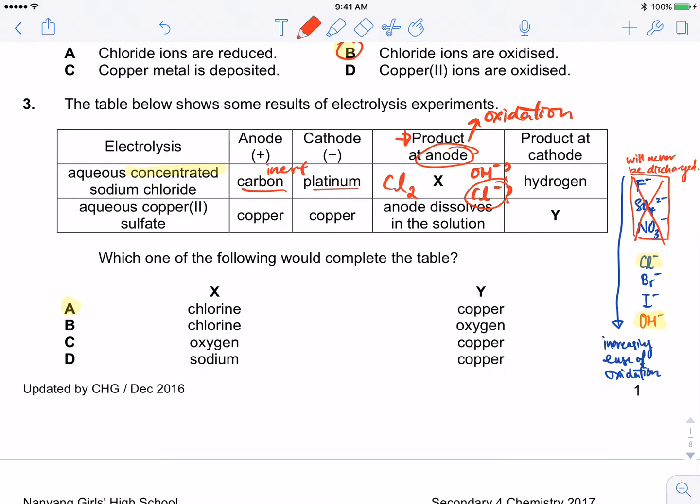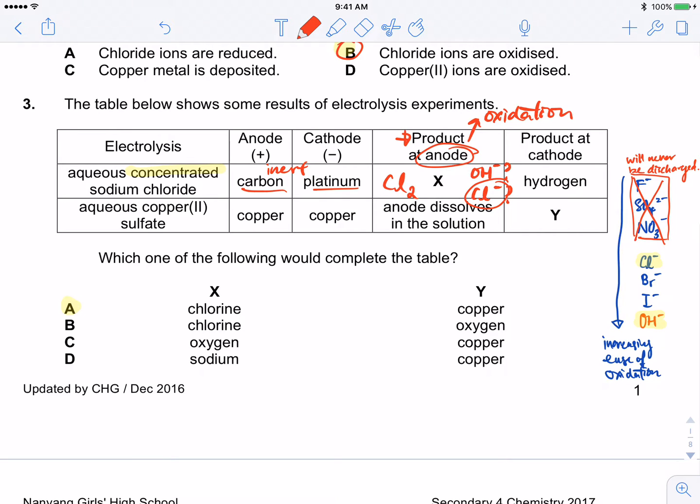Okay, let's look at the second one. Aqueous copper(II) sulfate with copper anode and cathode. Okay, the anode dissolves into the solution, which means that your Cu has been oxidized to Cu2+. So what's your product at the cathode?